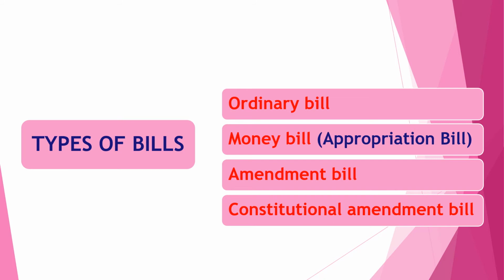A good example of a money bill is what we know as an appropriation bill, which is basically the bill that is introduced in Parliament that outlines the government's budget of expenditure for the financial year, or for the upcoming financial year rather. So a money bill would just consist of a lot of figures and not necessarily sections with subsections and provisions as we've been discussing throughout.